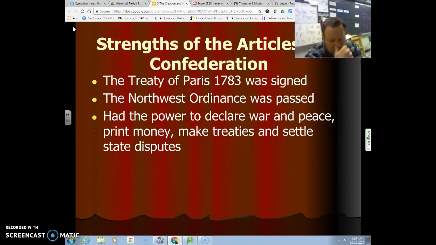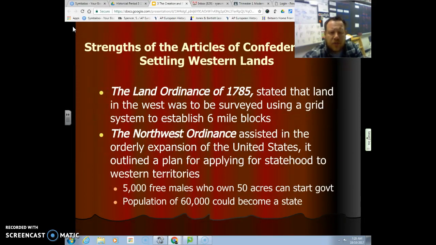Now, they did do a couple of good things. One is that the Treaty of Paris, 1783, the treaty that ends the Revolutionary War, was signed during this time. They did take care of all the western land that was gained by that Treaty of Paris. And little things: they could declare war, print money, make treaties, settle state disputes, little things that this Confederation had that did work out in some ways.